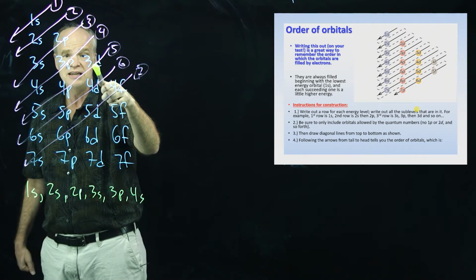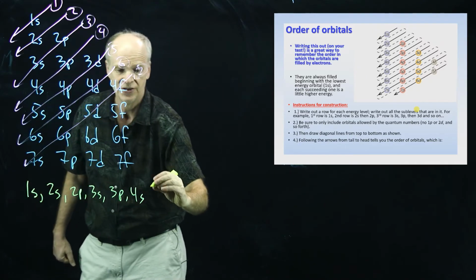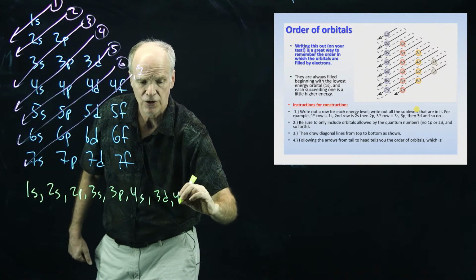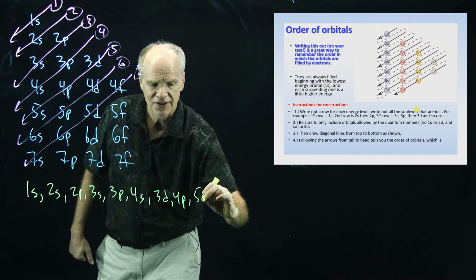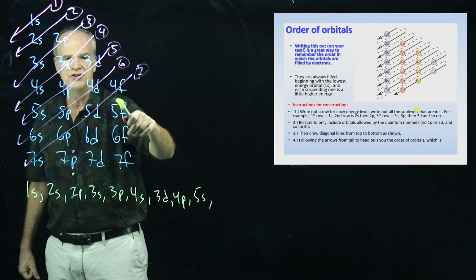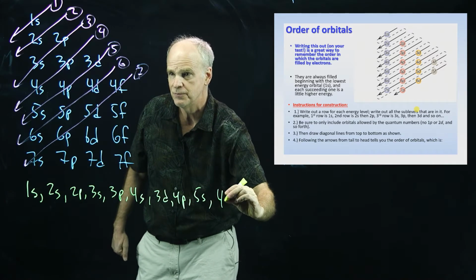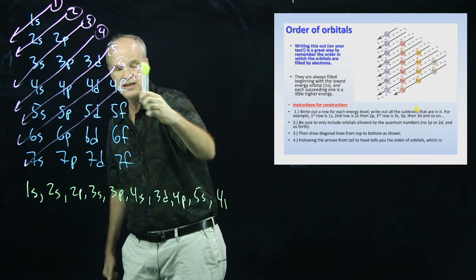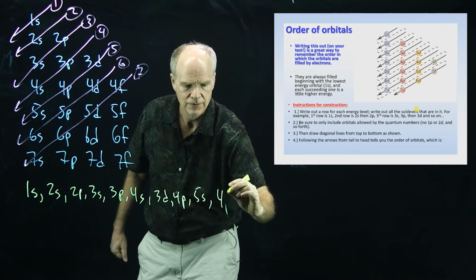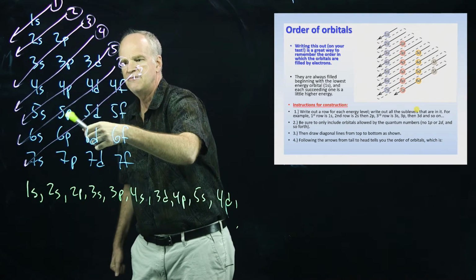We have 3d 4p 5s. So it's 3d 4p 5s, and then the sixth diagonal, which is 4d 5p 6s. So it's 4d, there we go, 5p 6s.